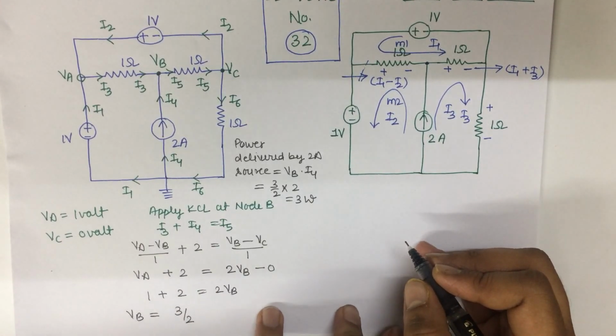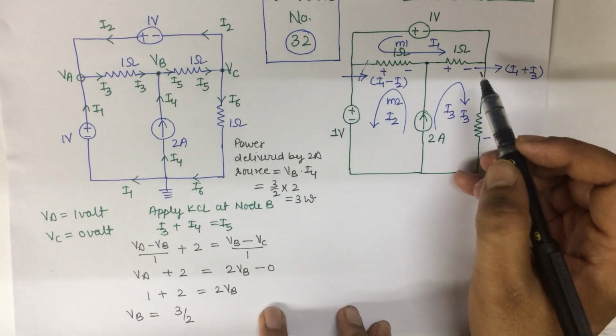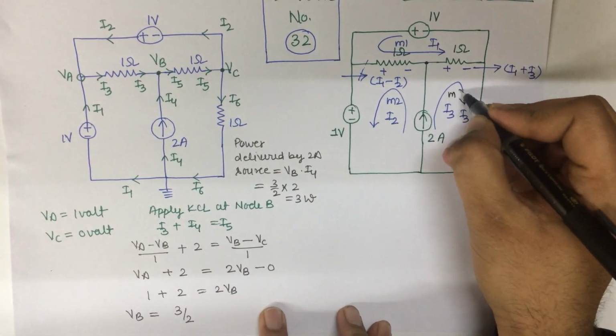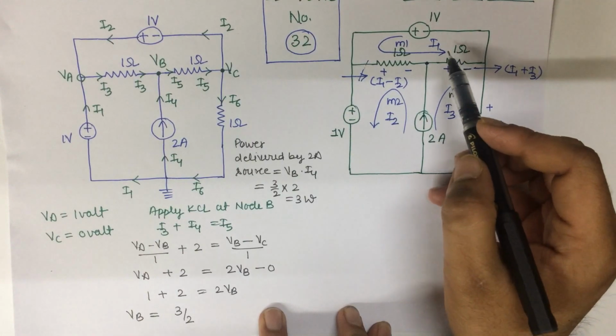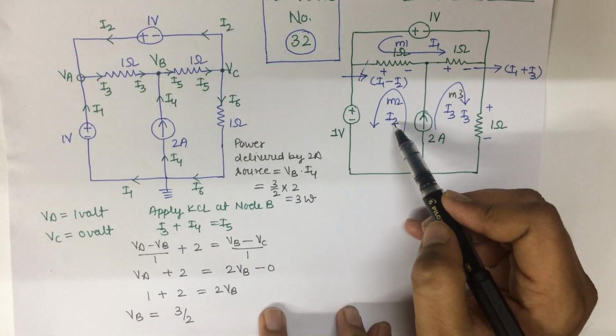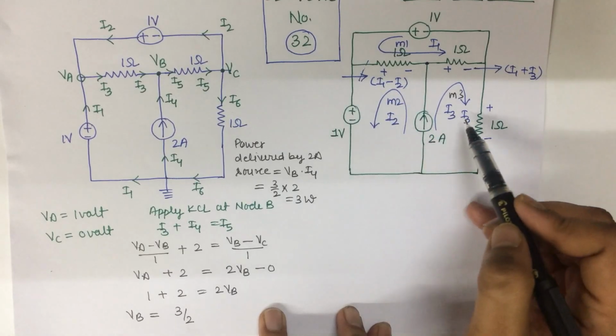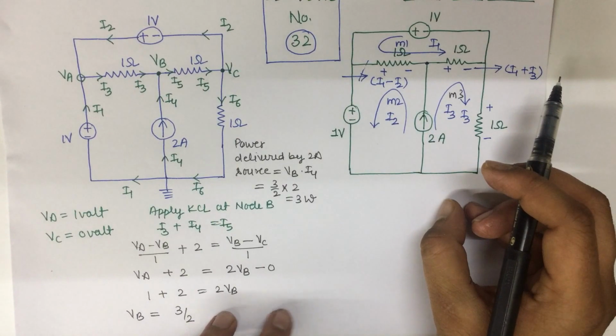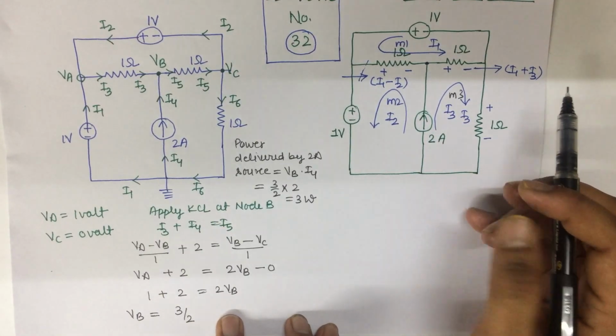Now we opt for mesh analysis. We assume meshes M1, M2 and M3. We assume the current I1 anti-clockwise, I2 again anti-clockwise, and I3 clockwise. You can assume current in any direction, either clockwise or anti-clockwise.